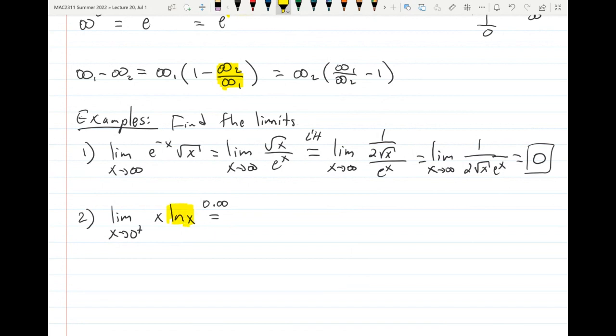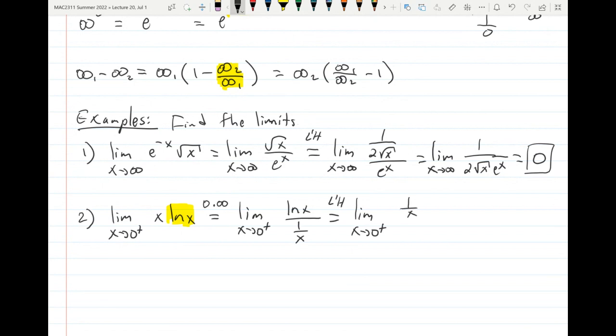My advice is leave this guy there. So the other one is the one that we're going to bring to the bottom. Okay, so ln, we don't touch it. We leave it in the top. And then the x, we bring it to the denominator as 1 over x. So this now has the form infinity over infinity. So we can use L'Hopital's rule, and let's see what we get.